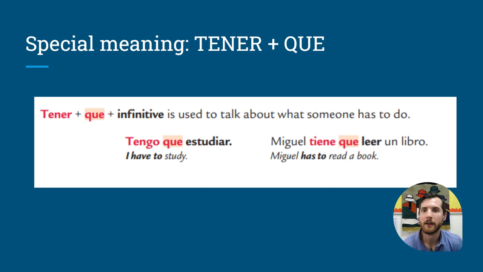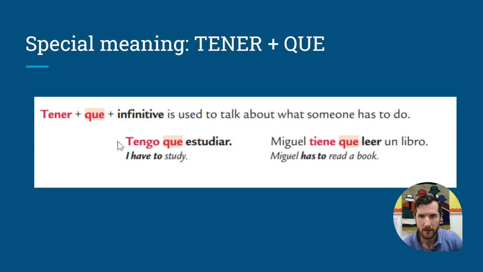Tengo que. So if you add the word que after your use of tener, then you're saying, oh, I have to do this, or you have to do this, or she has to do this. And you have to use the infinitive after. So whatever activity, whatever action you have to do, you don't conjugate that verb. You just leave it in its normal infinitive form. So it'll end with the letters ER, AR, or IR.